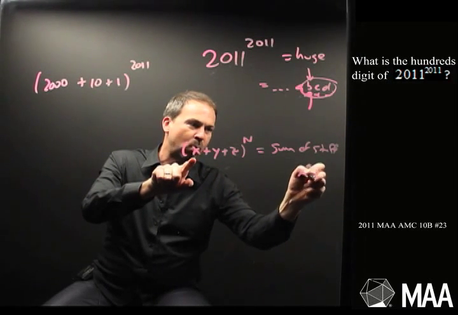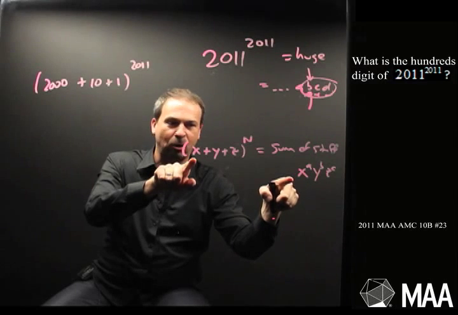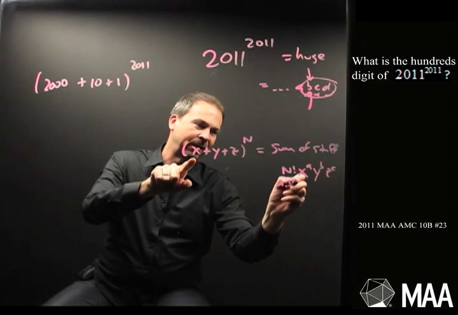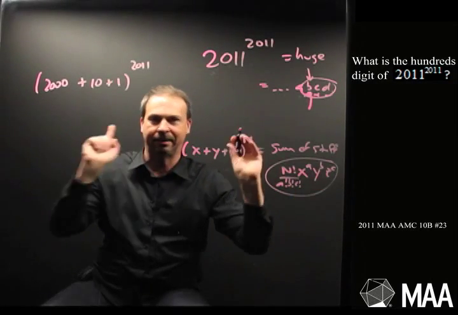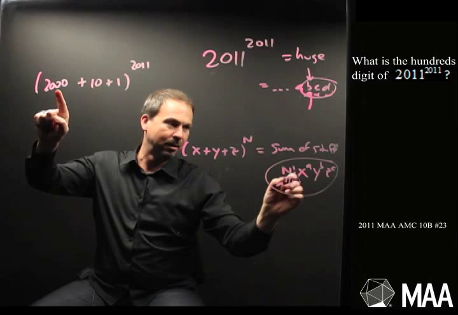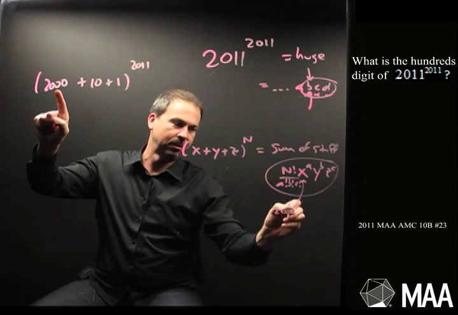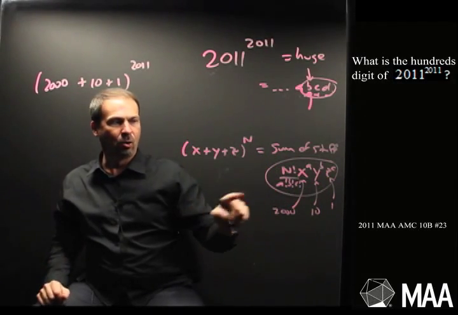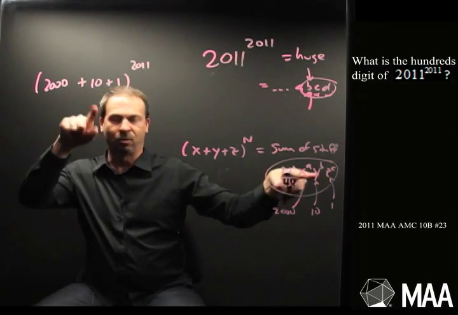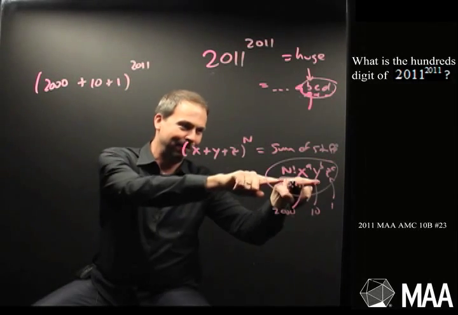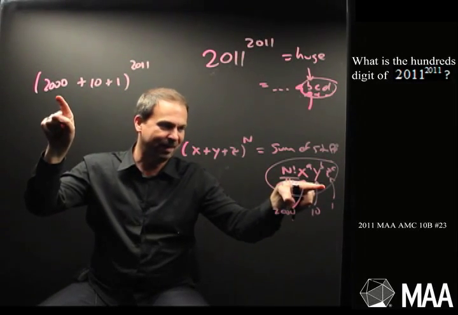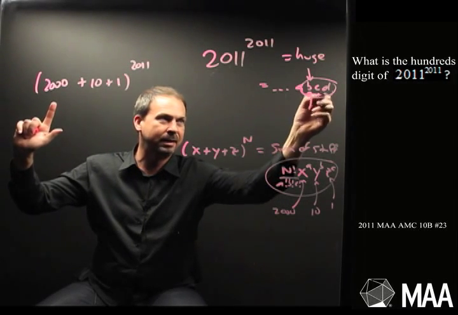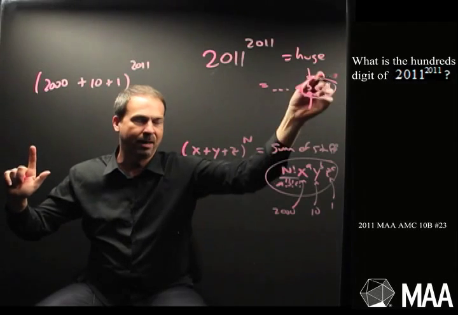I've got x to the a, y to the b, z to the c, with the coefficient from the trinomial theorem, n factorial divided by a factorial, b factorial, c factorial. So it's going to be a sum of all the terms like this. And for us, x is 2000, y is 10, and z is 1. So I could do the trinomial version of the binomial theorem on those numbers. But remember, I only want the hundreds and the tens and the ones and to catch all the carries, so I want to do the other ones.